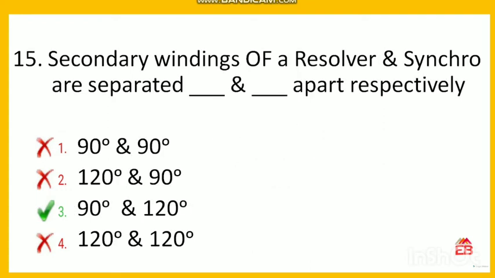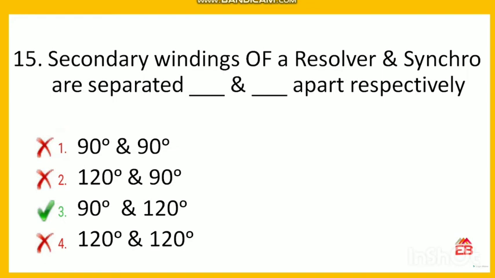Next is, secondary windings of a resolver and synchro are separated by dash and dash apart respectively. Here they are asking the angular displacement between the secondary windings of a resolver and a synchro. As you all know, a resolver has 2 secondary windings and a synchro has 3. Let us see the options one by one: 90 degree and 90 degree, 120 degree and 90 degree, 90 degree and 120 degree, or 120 and 120 degree. So the correct option is 90 and 120 degrees apart.